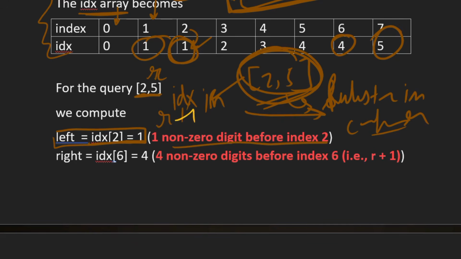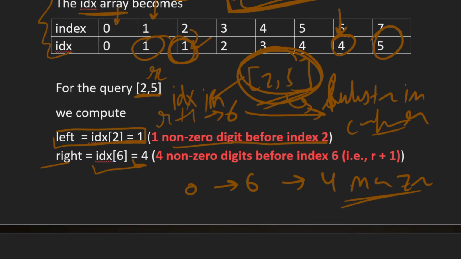So what is r plus 1? r plus 1 is 6. Now index of 6 stores 4, so our right will become 4. That is, from index 0 to 6 we have 4 non-zero digits, that is, before index 6 we have 4 non-zero digits. So from index 2 to 5 we have 3 non-zero digits.